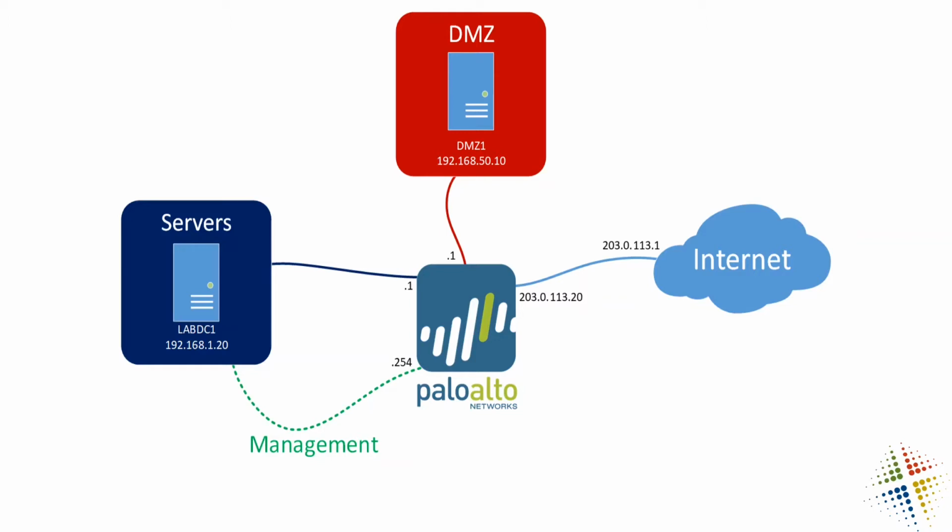Our Palo Alto is right here in the middle, and we are connected up to a server network, a DMZ network, and the public internet. This would be our ISP. So we have various networks here. You can see 192.168.1.20 is this network right here. 50.10 is that network right there. And then there's also this management network, which is kind of dotted in.